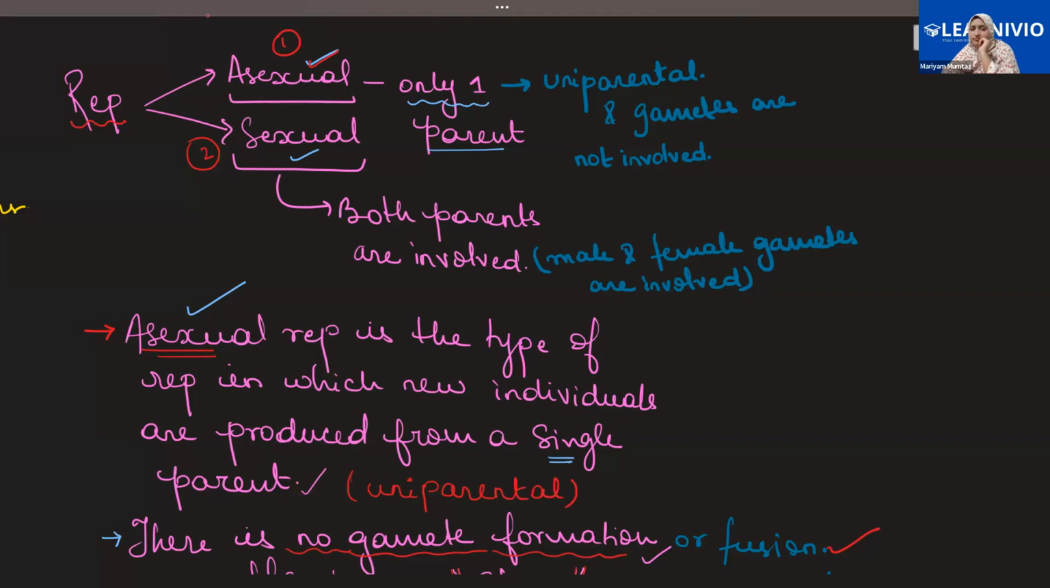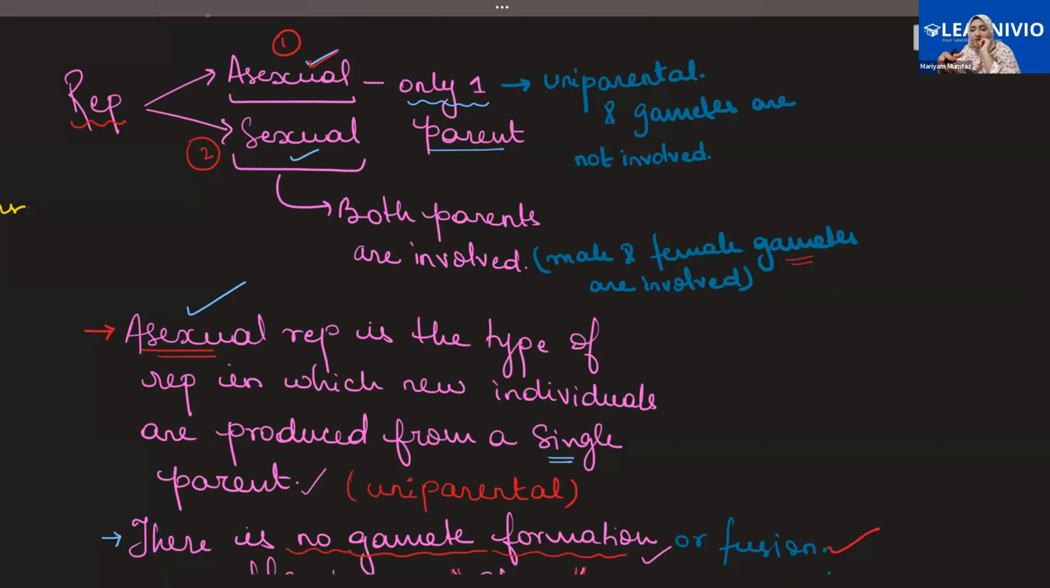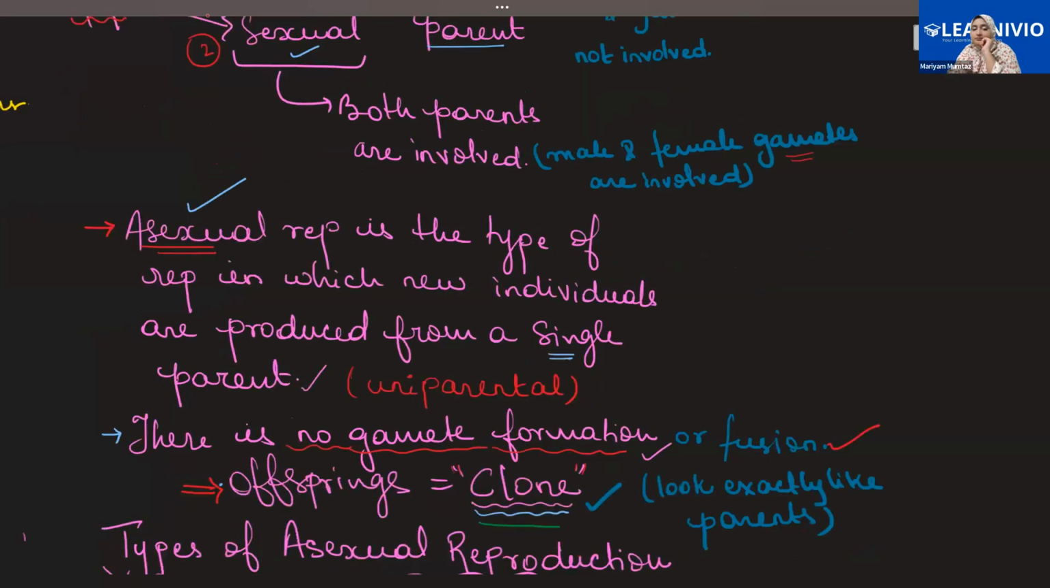Then comes sexual reproduction. In this case, both parents are involved, meaning the male and the female parents, and the male and the female gametes are given rise by the male and the female, right? The male gives rise to the male gametes, the female gives rise to the female gametes, and then those gametes fuse, and that is how sexual reproduction takes place.